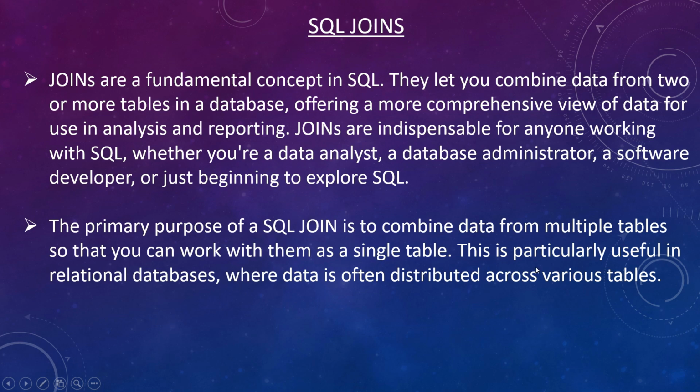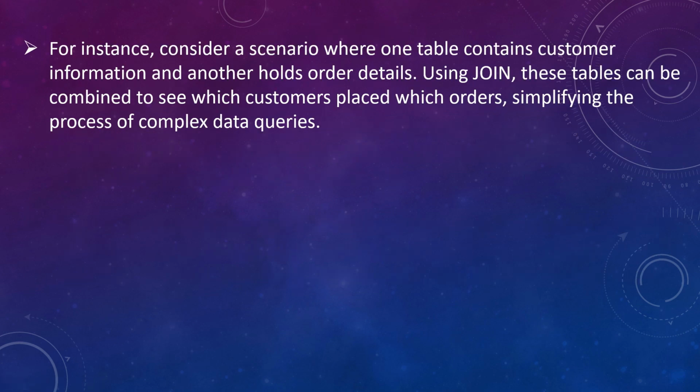This is particularly useful in relational databases where data is often distributed across various tables. For example, consider a scenario where one table contains customer information and another holds order details. Now using a join, these tables can be combined to see which customer placed which orders, simplifying the process of complex data queries.